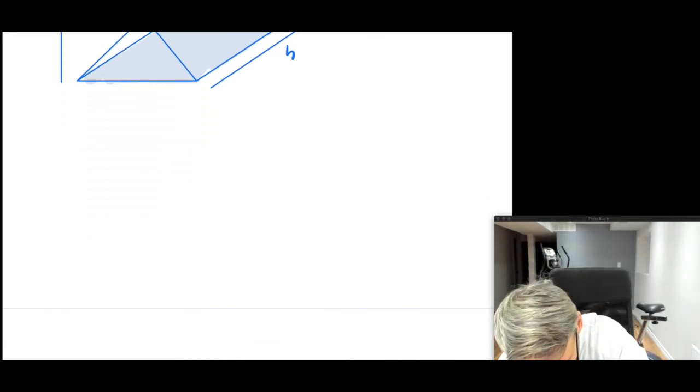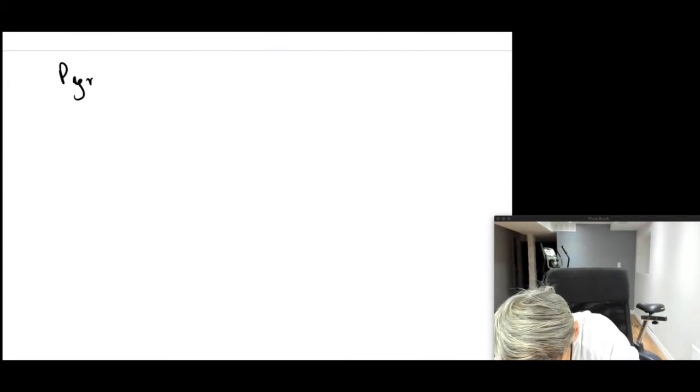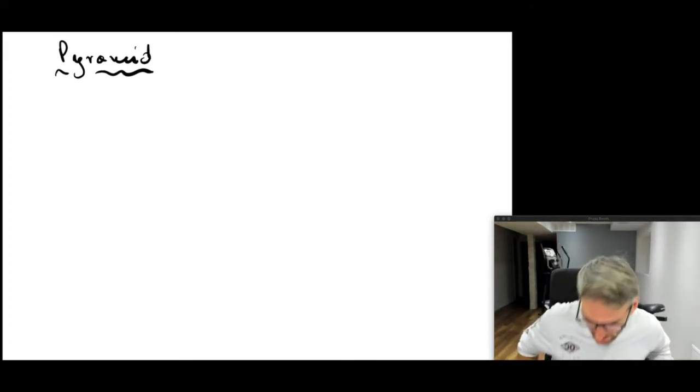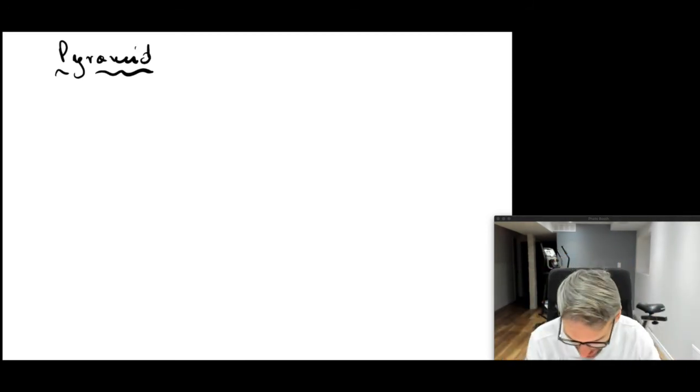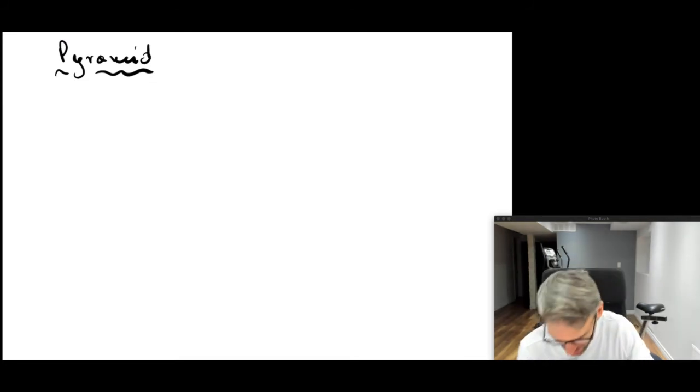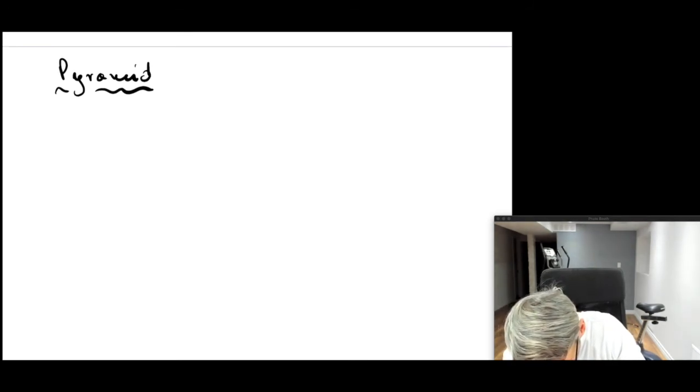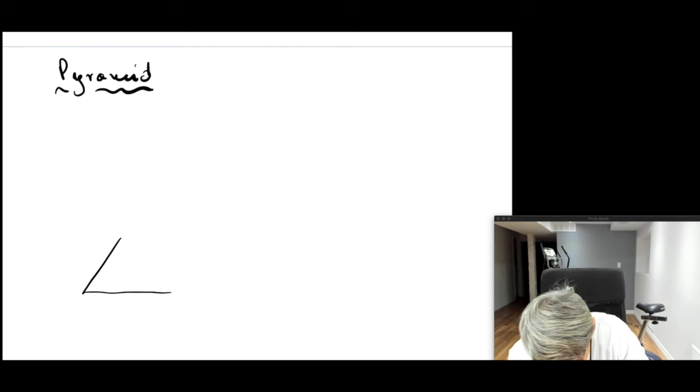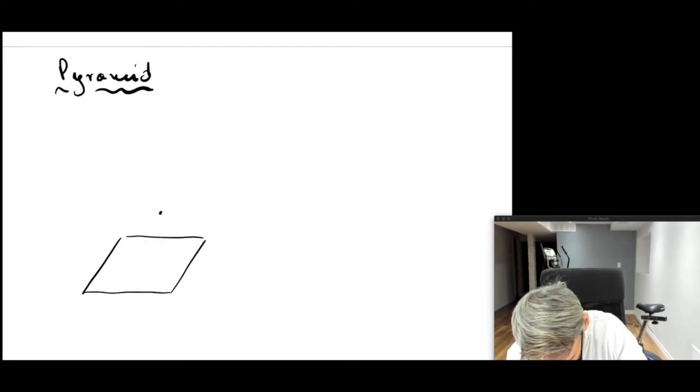Coming back to pyramids. When you have a pyramid, I don't know how I'm going to draw this out. You probably know how a pyramid looks. I'm just going to sketch it out. I don't know how good this is going to come out. Not terrible, I guess. So these are our vertices there.